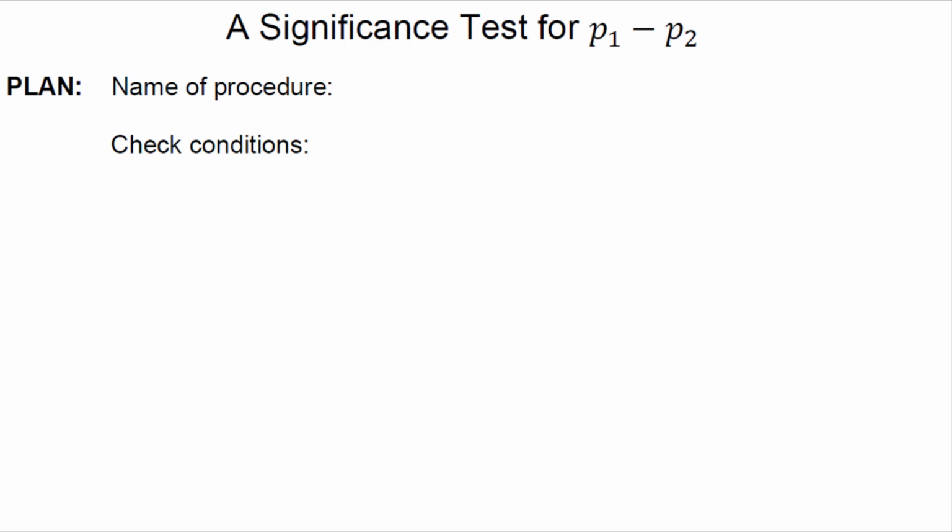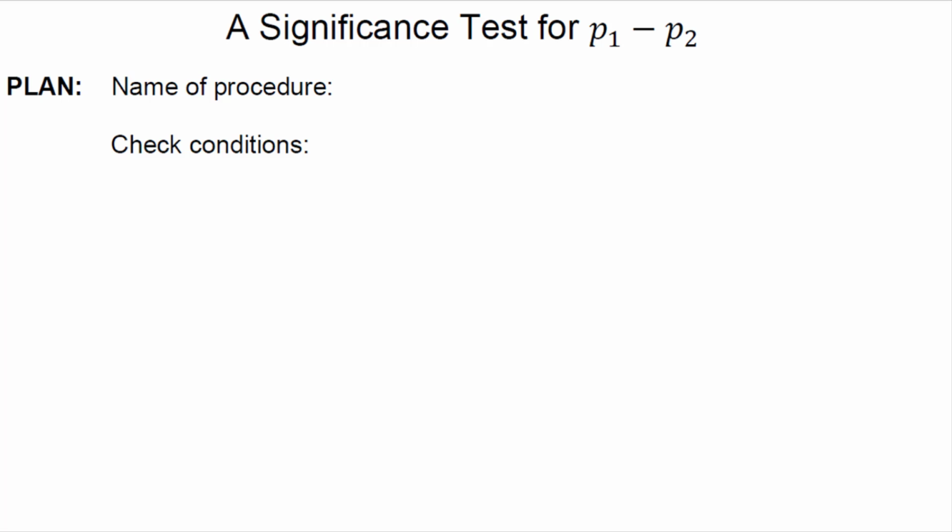All right, so for the second part, we have plan. In plan, we're going to name the procedure and check conditions. So for this, what's the name of our procedure? Well, again, think about it. How many samples do you have? It's proportions, so we're going to talk about z's, and we're talking about a difference in proportions. Okay, so let's name that then.